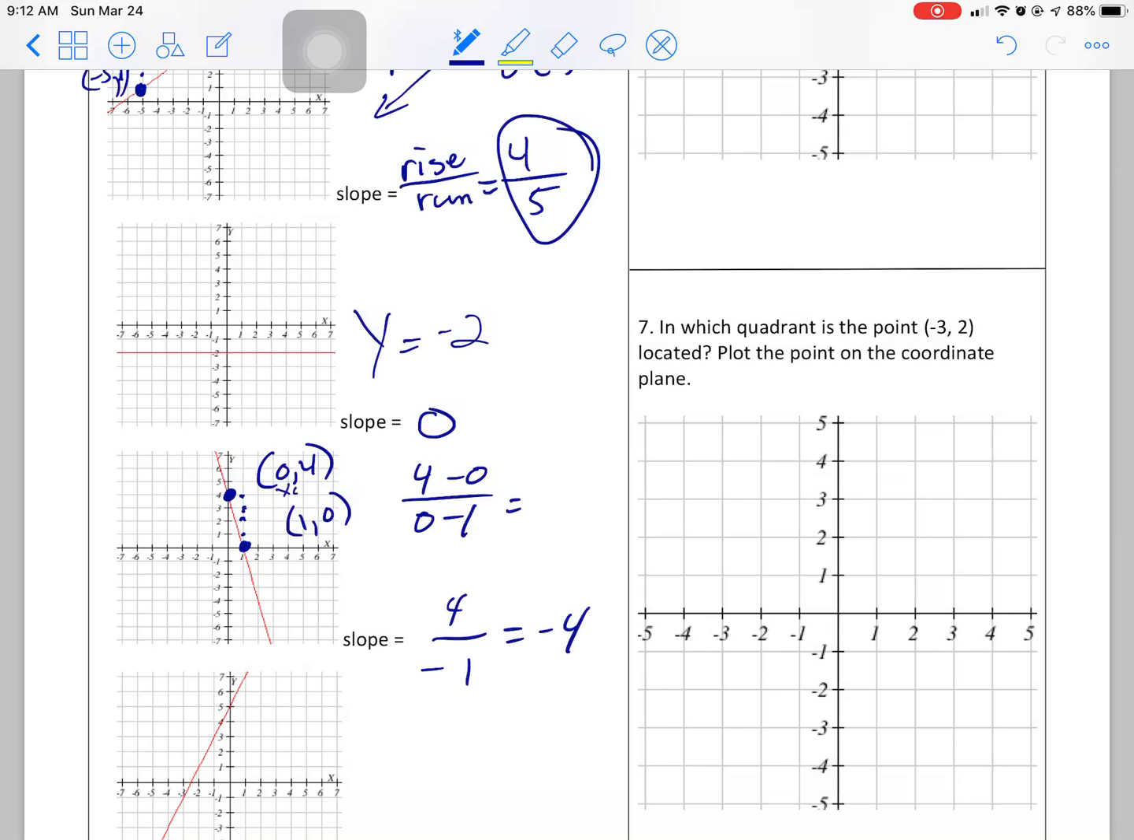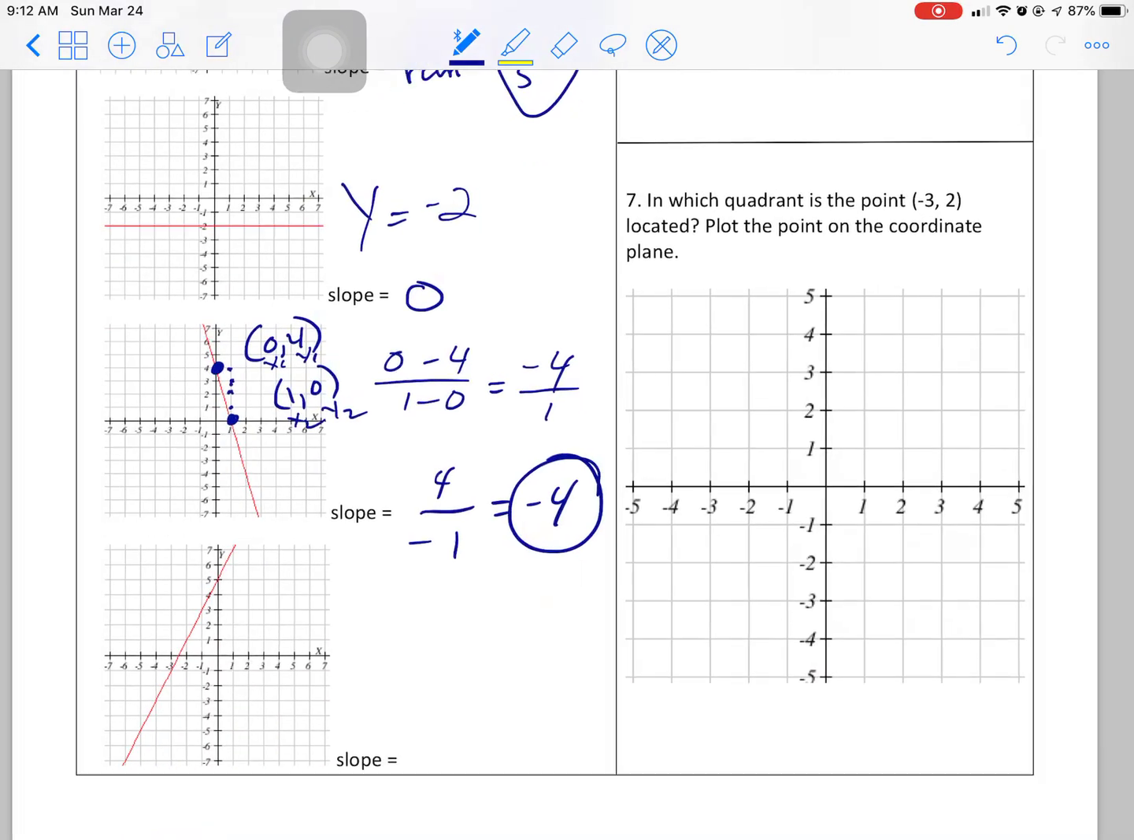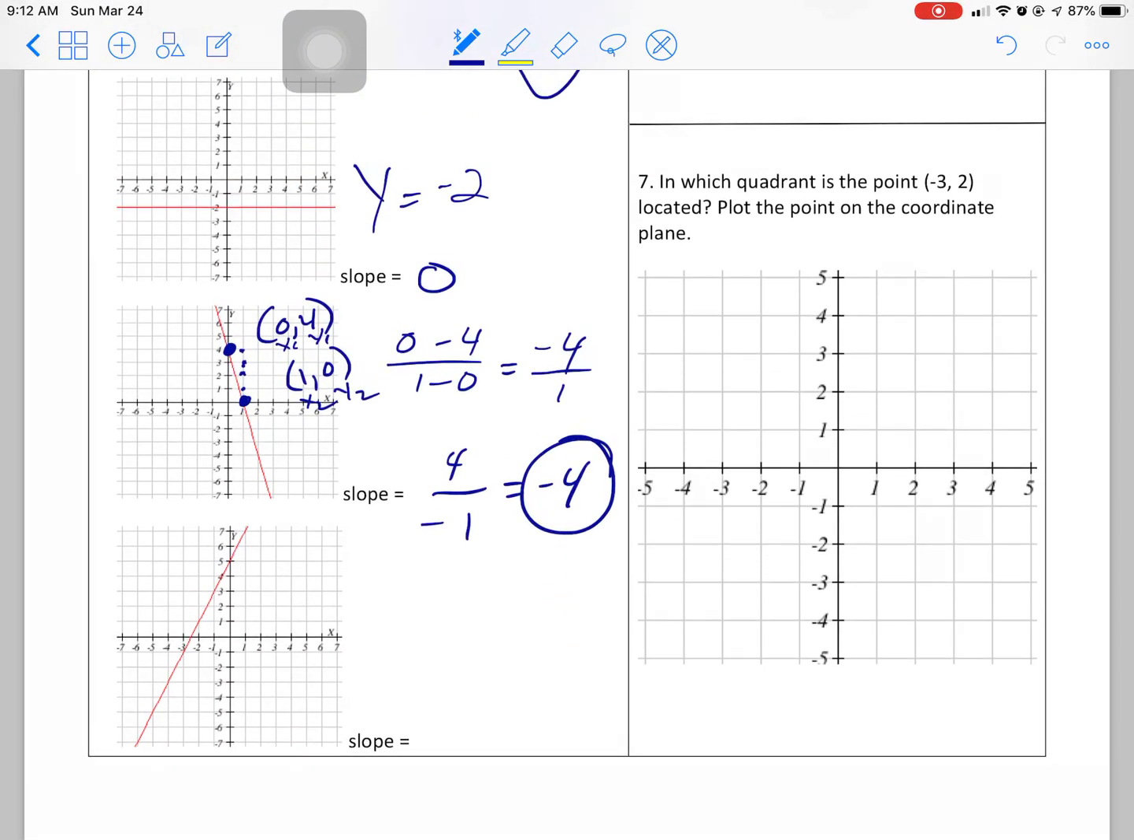You can write the little x1, y1, x2, y2. Apparently I need to do that. Because of the way I just wrote the x and the y, I should have done that first. 0 minus 4 over 1 minus 0 is the same thing as what I just did a minute ago. So either way, you don't need to do it both ways, but it doesn't hurt to check anything.